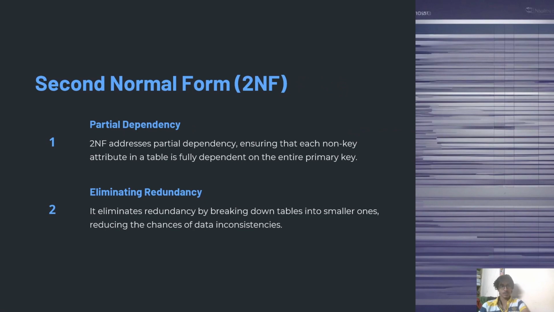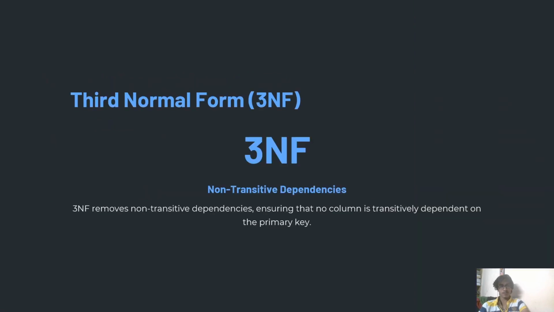Second normal form, 2NF. It addresses partial dependency, ensuring that each non-key attribute in a table is fully dependent on the entire primary key. Eliminating redundancy: it eliminates redundancy by breaking down tables into smaller ones, reducing the chances of data inconsistency. Third normal form, 3NF, non-transitive dependencies. It removes them, ensuring that no column is transitively dependent on the primary key.